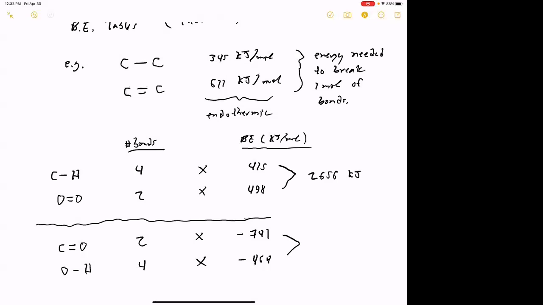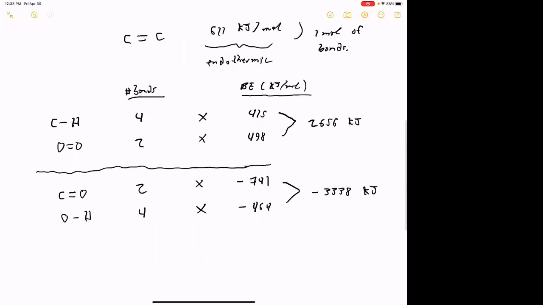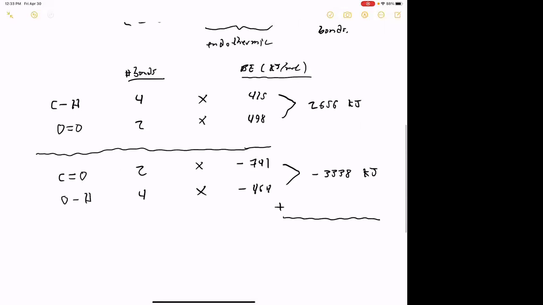Multiply those together, and what am I going to get? Well, it turns out I'm going to get minus 3,338 kilojoules. So you can kind of look at this already and say, all right, who's going to win out, the positive or the negative? Well, it looks like the negative number is bigger, so the negative is actually going to win out for us. So to get the delta H of reaction, I'm just going to add those guys up. It's kind of like Hess's law, if you remember Hess's law. When I add those 2 things up, I'm going to get minus 682 kilojoules per mole.